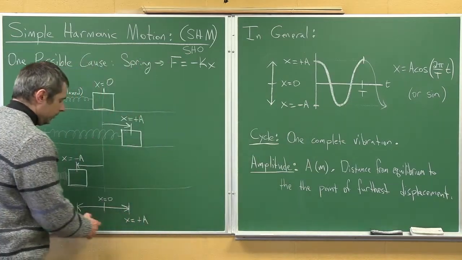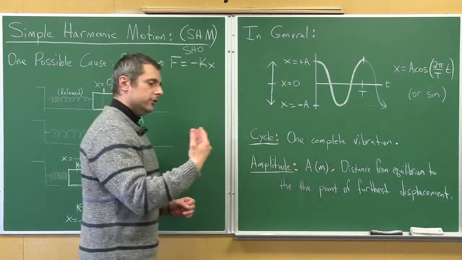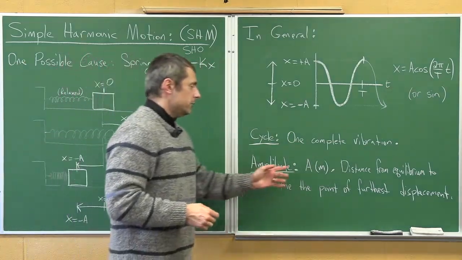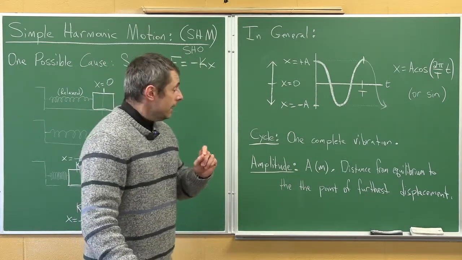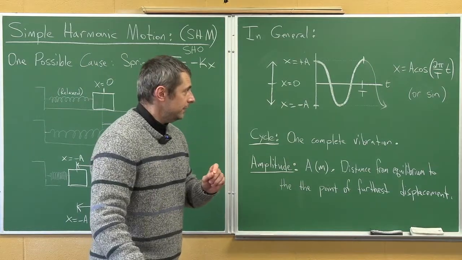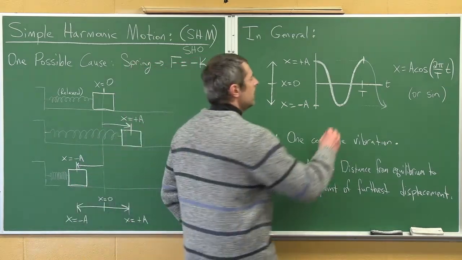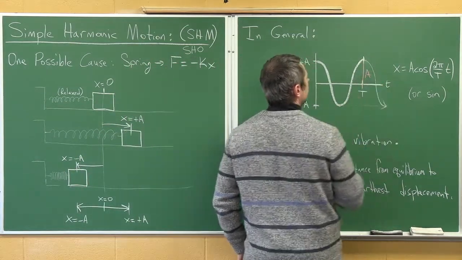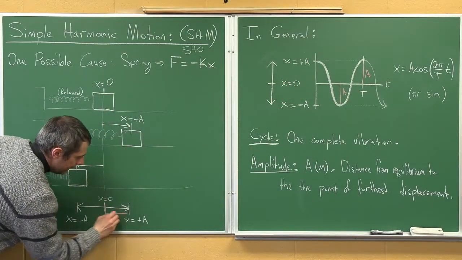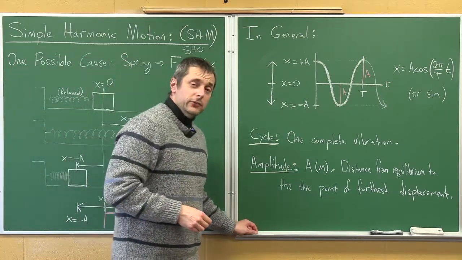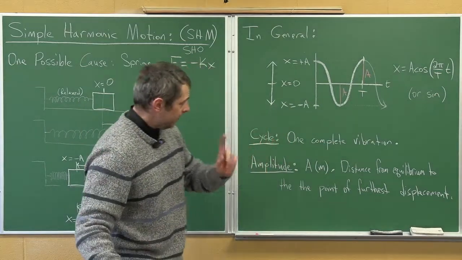Then there's what we call amplitude. I already sort of hinted at it. The symbol A is what we use for amplitude in simple harmonic motion, and it's measured in meters. It's the distance from equilibrium to the point of furthest displacement. For example, from here to here is the amplitude, or from here to here is the amplitude, or from here to there is the amplitude. It's basically 1/2 the total motion back and forth. Only half of that is the amplitude.